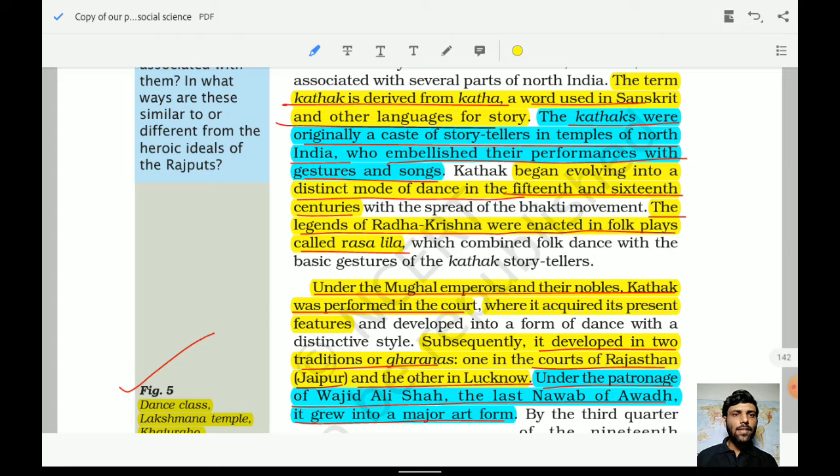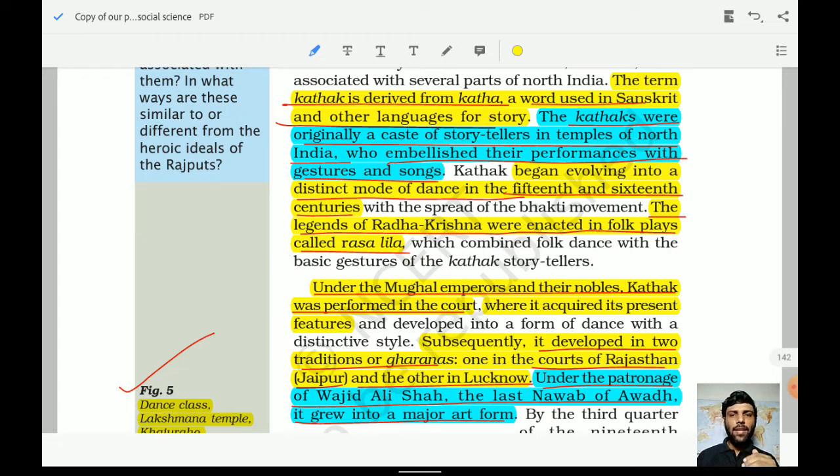So there was a caste in North India called the Kathaks. It was a caste of storytellers in the temples in North India. They embellished their performance with gesture and song, and Kathak began evolving into a distinct mode of dance in the 15th and 16th centuries. It was the 15th and 16th centuries when there was the rule of the Mughal dynasty in India, and it gave prominence to this particular art form.